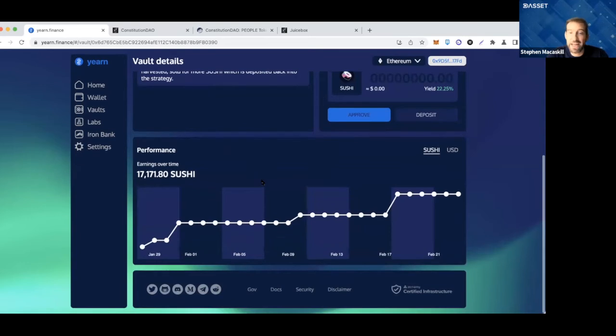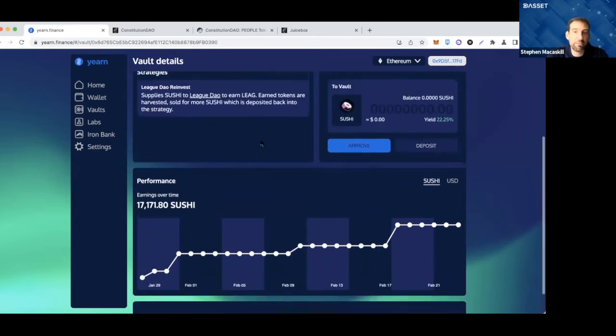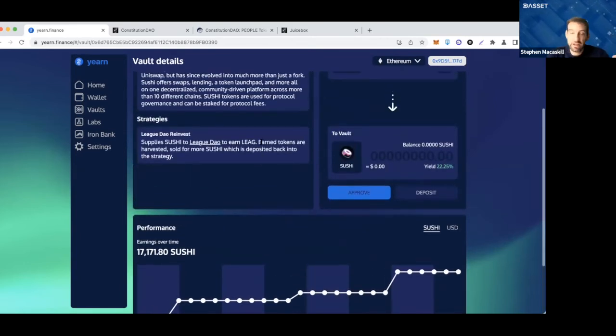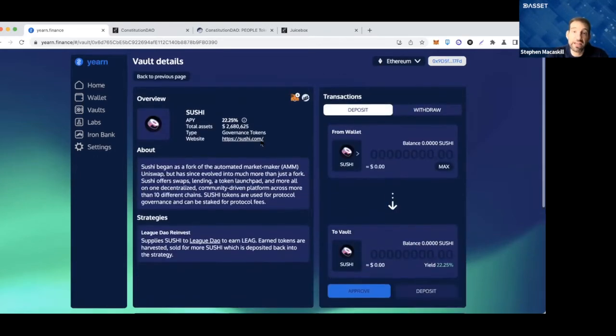So if I was a fan of the Sushi token, if I was long on Sushi, the decentralized exchange, and I'm holding Sushi, then I might go and deposit it into this vault to earn this variable APY. Now, again, this is the rate for today. Tomorrow, it might be half this. You know, in a few months, it might be 1 or 2%. But this is essentially what they're doing, and they tell you.